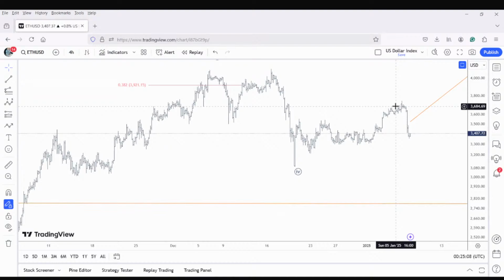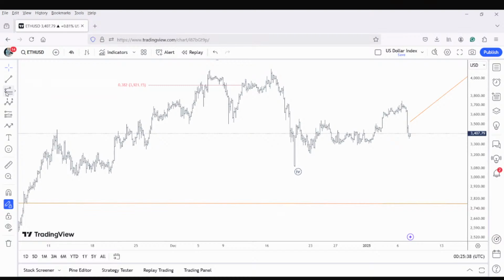All right, if it's not an impulse, it can be a diagonal. Diagonal is a five-wave structure, and each wave subdivides into three waves. So we still can fall into place here. The potential entry is right now around 3,400. So you can go long, but your stop loss should go below 3,100. So 300 points of risk.